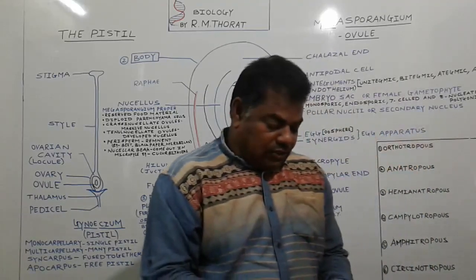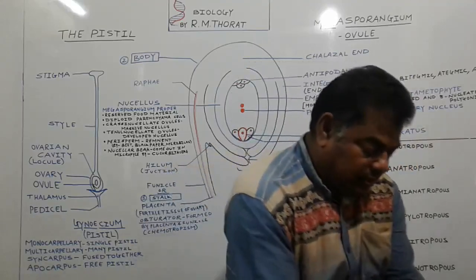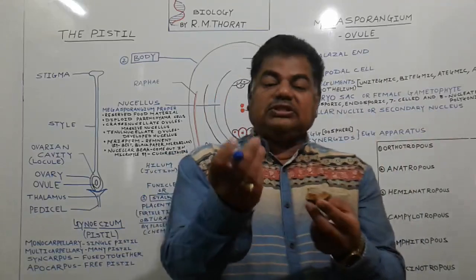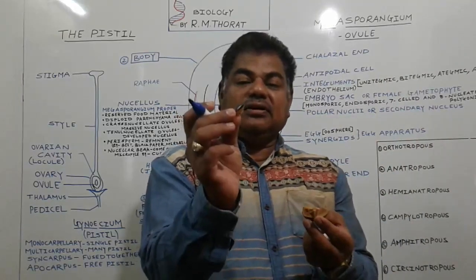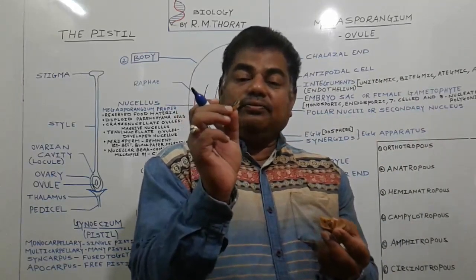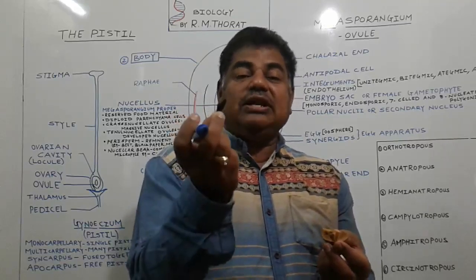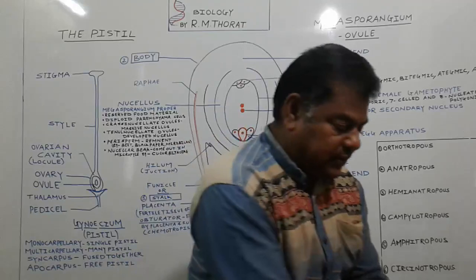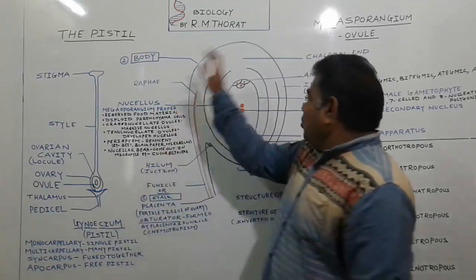Here in the case of chiku, this structure we call a seed. Before fertilization, this structure we call ovule, but after fertilization, this structure we call what? Seed, like this.